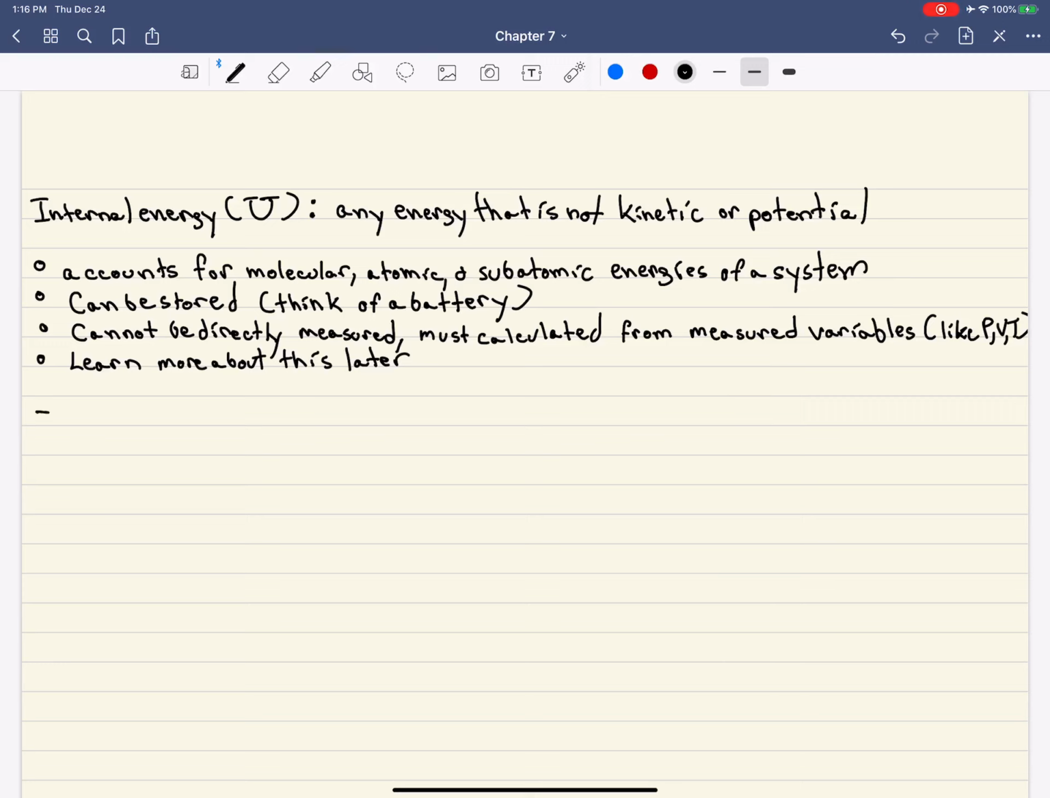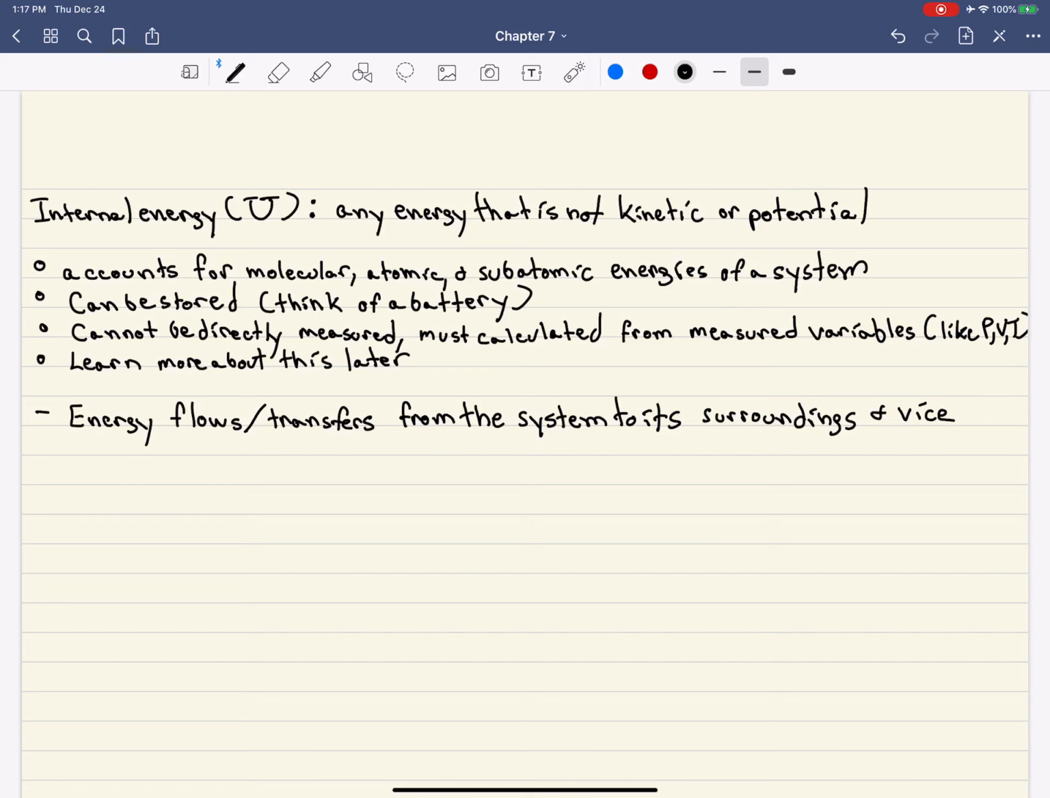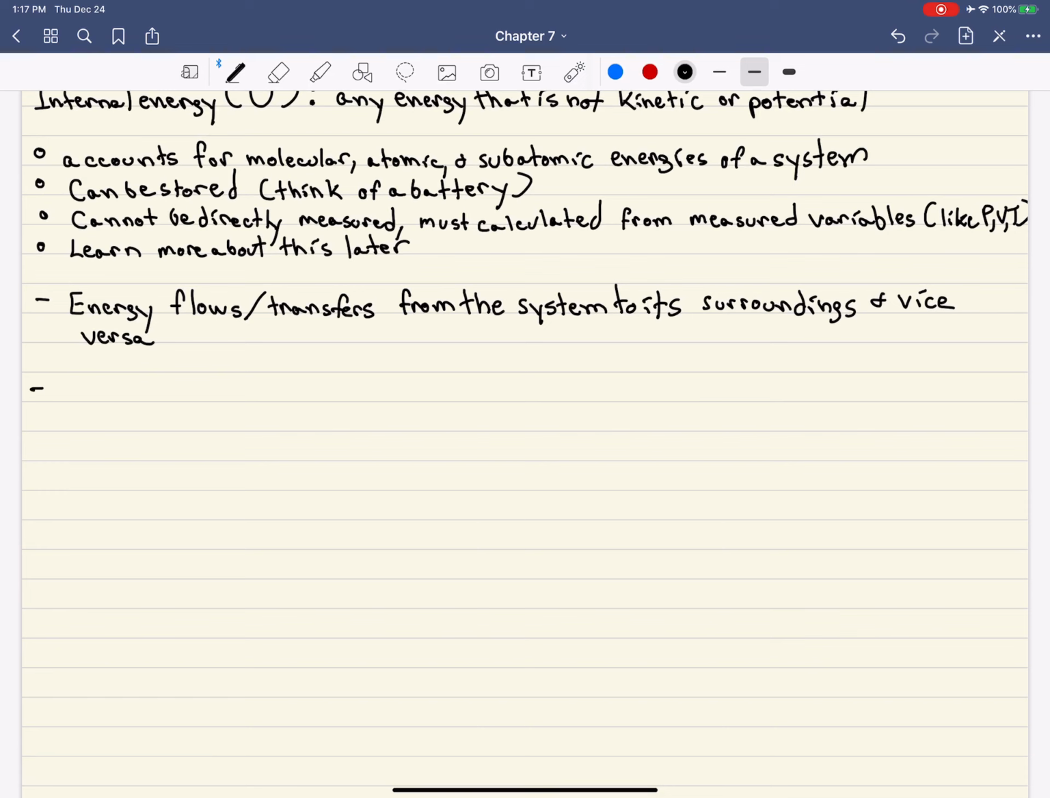Okay? So a useful concept about energy is that it flows or transfers from the system to its surroundings. And the reverse could happen too. Energy from our surroundings can flow into our system of interest.